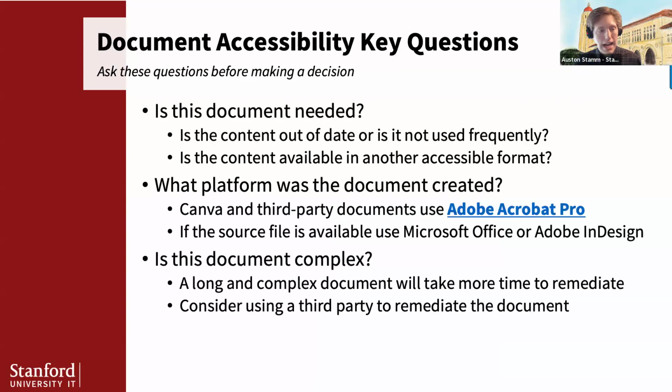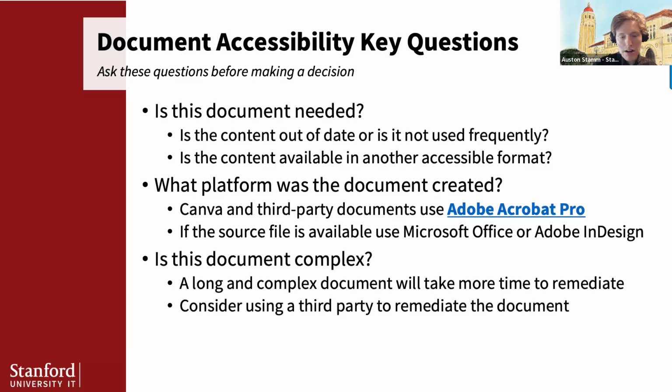Some key questions to be asking when you're thinking about your content and how you can manage it: Is this document needed? Maybe the document's out of date, right? So you could get rid of it. Is it being used frequently? You want to prioritize the documents that are being used the most frequently. Is this content available in another format? Maybe you have a PDF and a web page, so you just get rid of the PDF and keep the web page. What platform was the document created in?